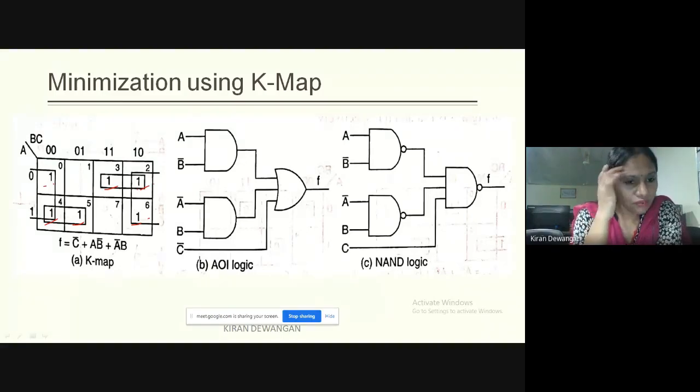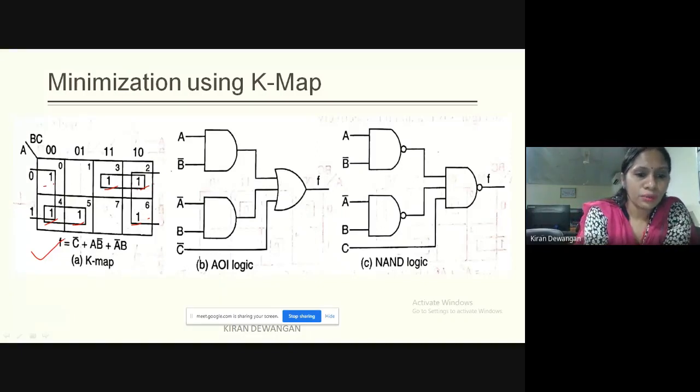Now we'll start forming quads or pairs. First, we'll try for a quad. Clear? Because a quad is important. By a quad, we can reduce the function to just one variable. As we have seen in yesterday's class, if it is a quad, then we reduce to one variable. If we are forming a pair, we can reduce the function only to 2 variables. Clear? This is the case of a 3-variable function.